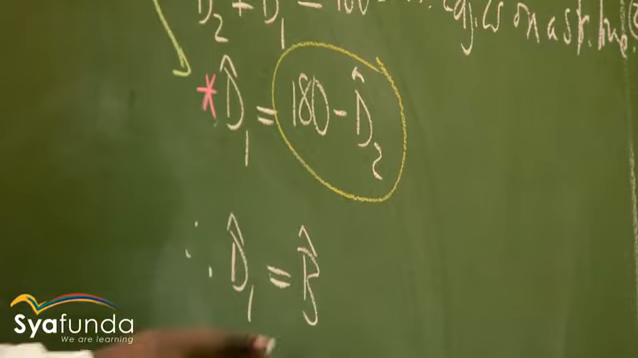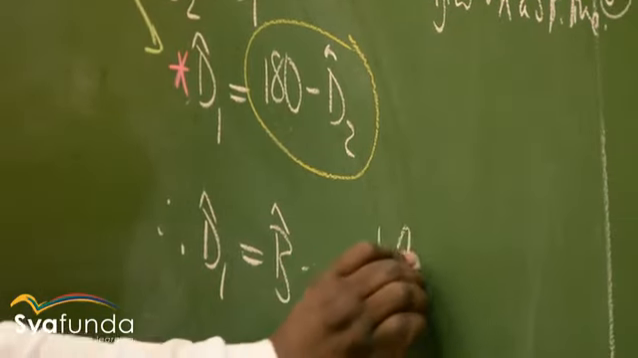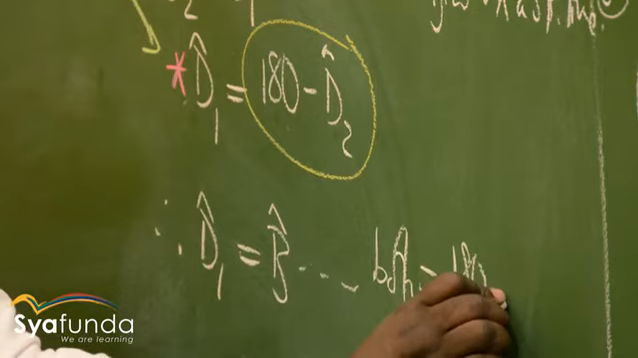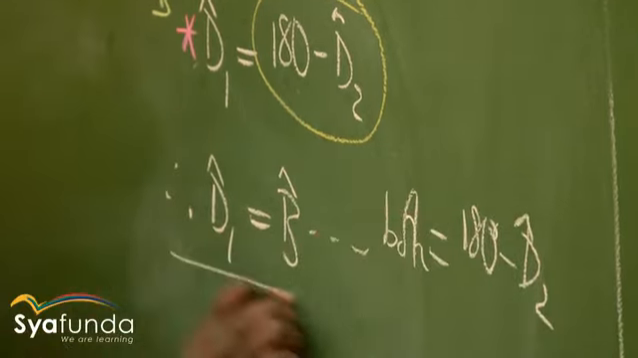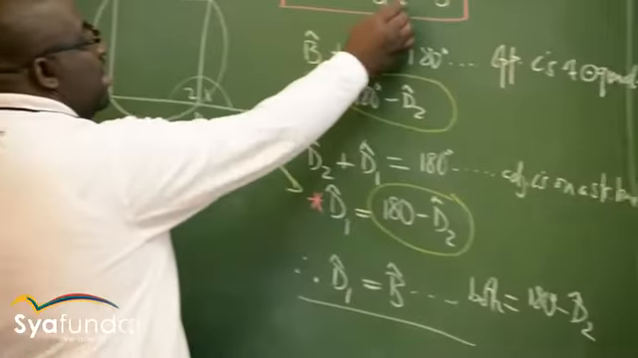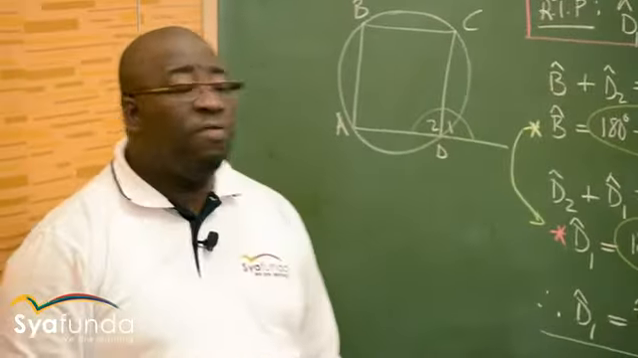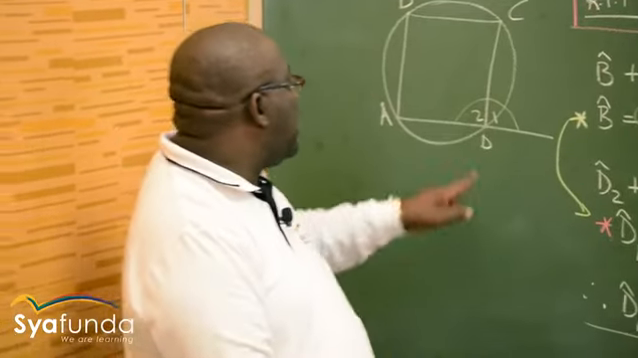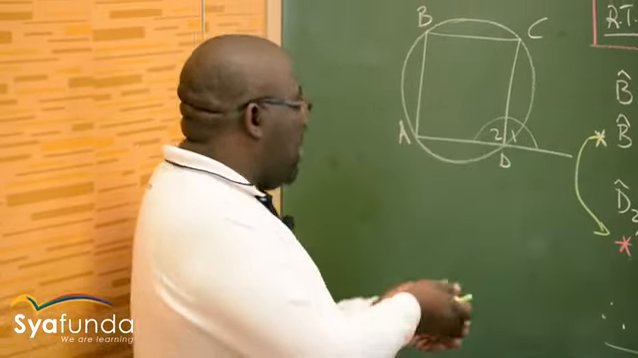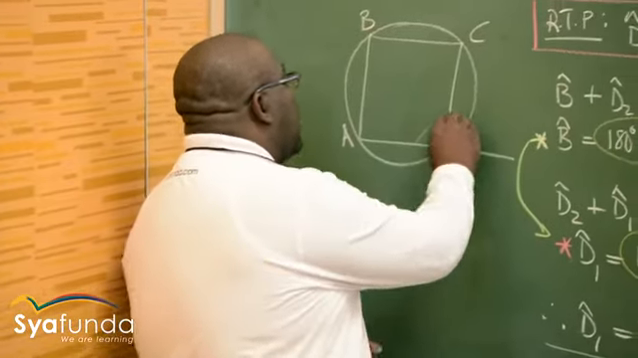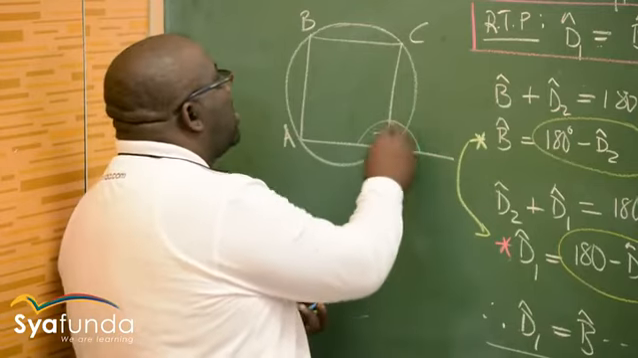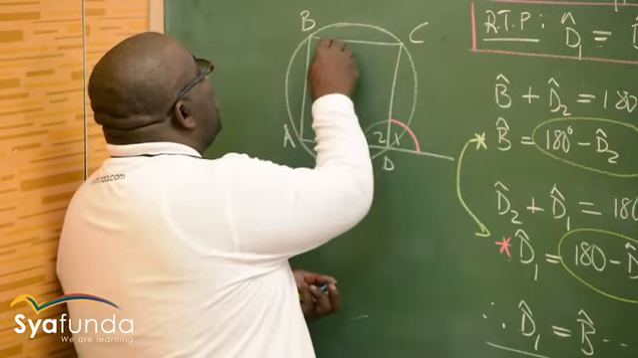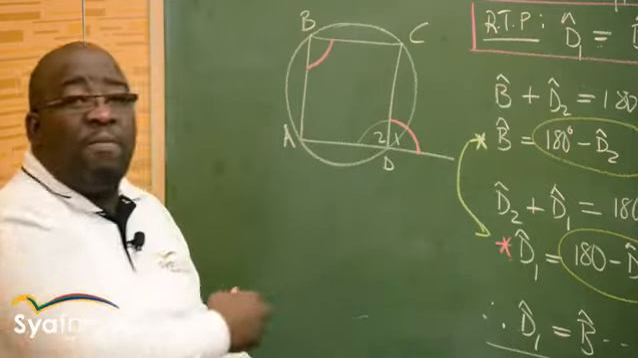Why are they equal? Because they are both equal to 180 degrees minus D2. So that's exactly what we wanted to prove, that D1 is equal to B. This is how we go about proving this theorem. The theorem says the exterior angle of a cyclic quad is equal to the interior opposite angle. It means that this angle here, which is outside, the exterior angle, is equal to the interior opposite angle. Now we can apply this theorem because we've just proved it. Thank you.